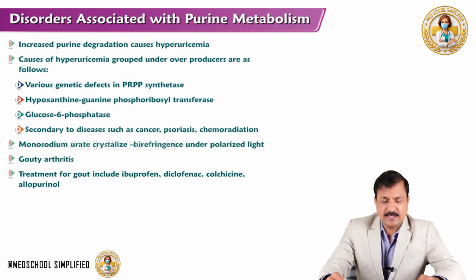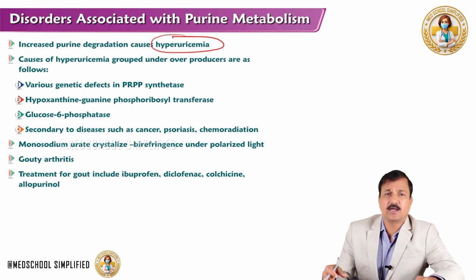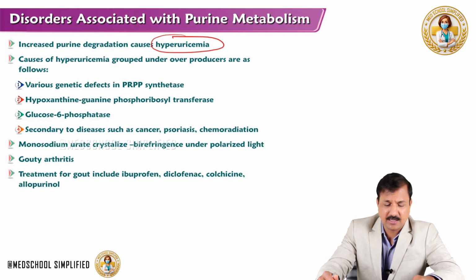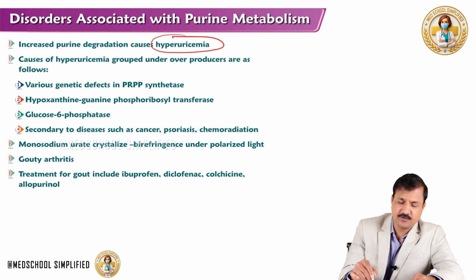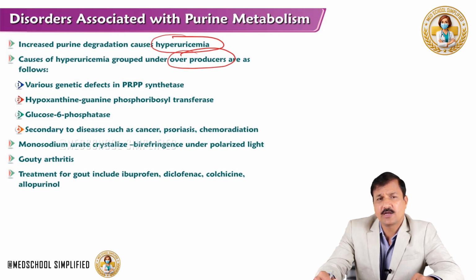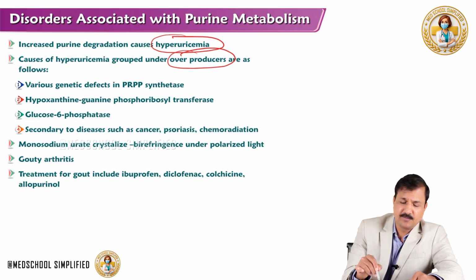Increased degradation of purines will give rise to excess uric acid in the blood, and this will lead to hyperuricemia. Excess uric acid in the blood is referred to as hyperuricemia. The causes of hyperuricemia can be grouped into overproducers of uric acid and undersecretors of uric acid. Undersecretion is more of a renal failure issue, whereas overproduction may fall into metabolic disorders.